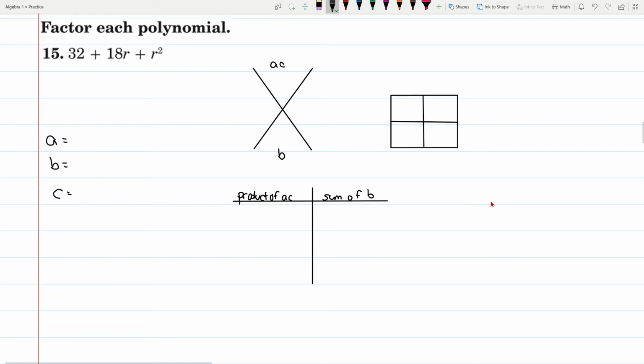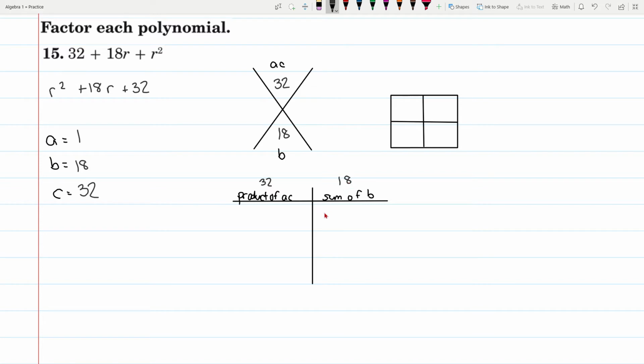Now, if it's helpful to rewrite this as r squared plus 18r plus 32, then do that, because remember the coefficient with the squared variable is always our a, so that's going to be 1. Our b is 18 and our c is 32. Don't get confused because this is written in a not standard form. So a times c is 1 times 32, which is 32. Our b is 18. And so we're looking for a product of 32 that adds up to be 18.